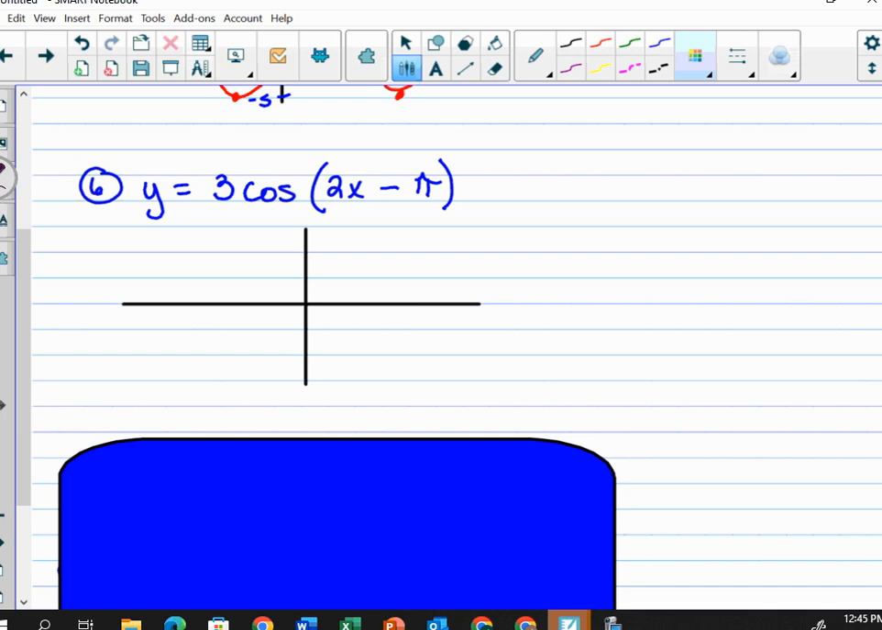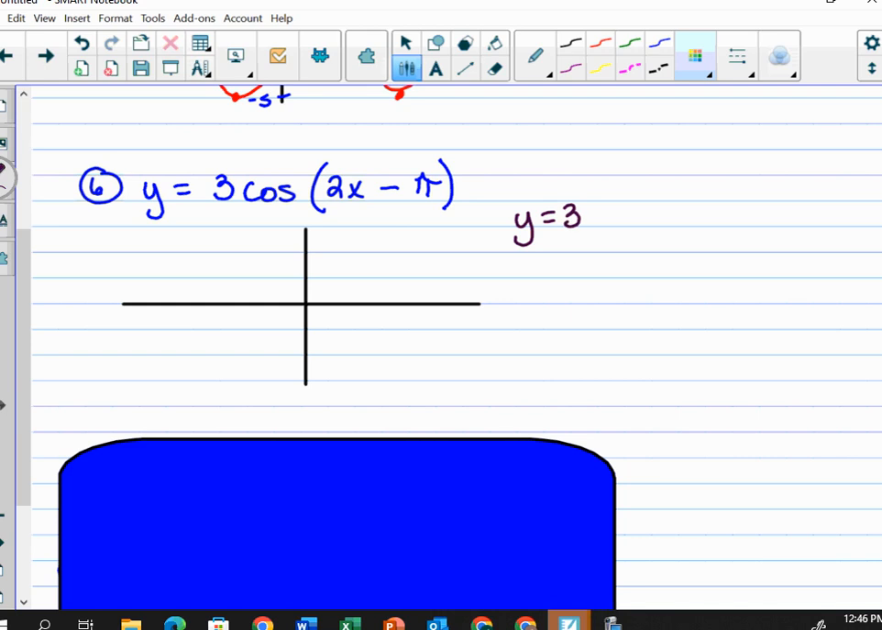Do you guys see on this one how we have a period change, like a b value, and we have a phase shift, a sideways shift, right? When you see that, you have to factor. You have to rewrite this in factored form. It's not that bad.